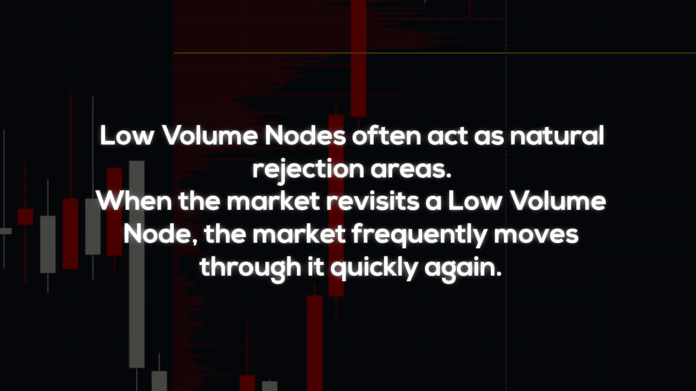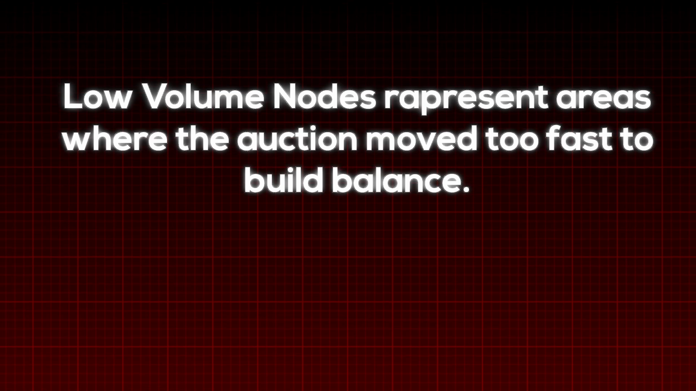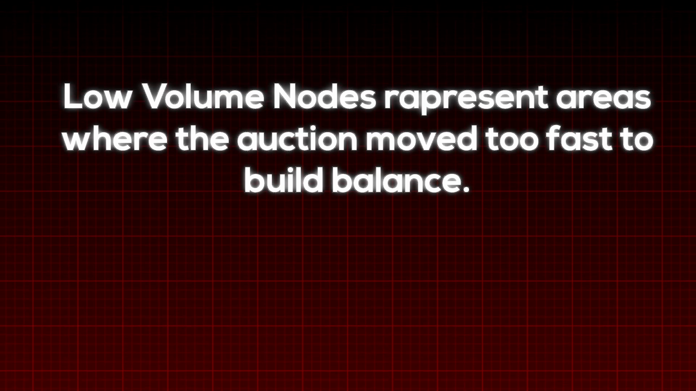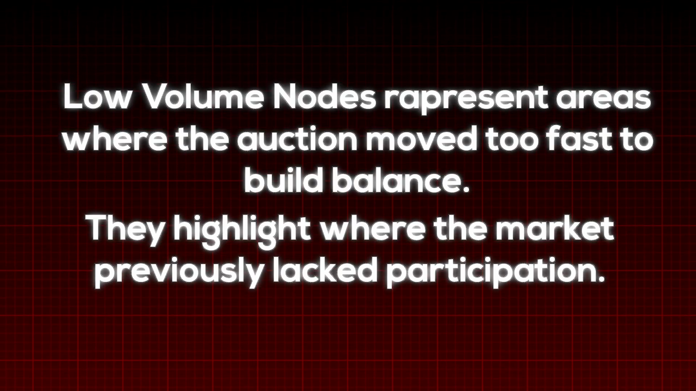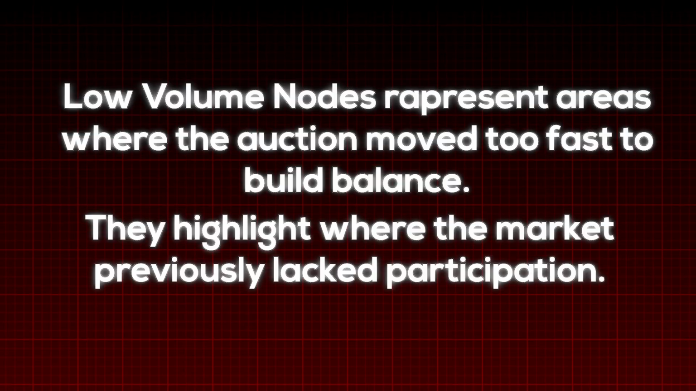When price revisits a low-volume node, the market frequently moves through it quickly again, or reacts strongly around that level. Why? Because those prices were never fully accepted by market participants. In other words, low-volume nodes represent areas where the auction moved too fast to build balance. This is why traders often use them as potential reaction zones or areas of continuation. They highlight where the market previously lacked participation, and markets tend to move quickly through areas where little trading occurred.